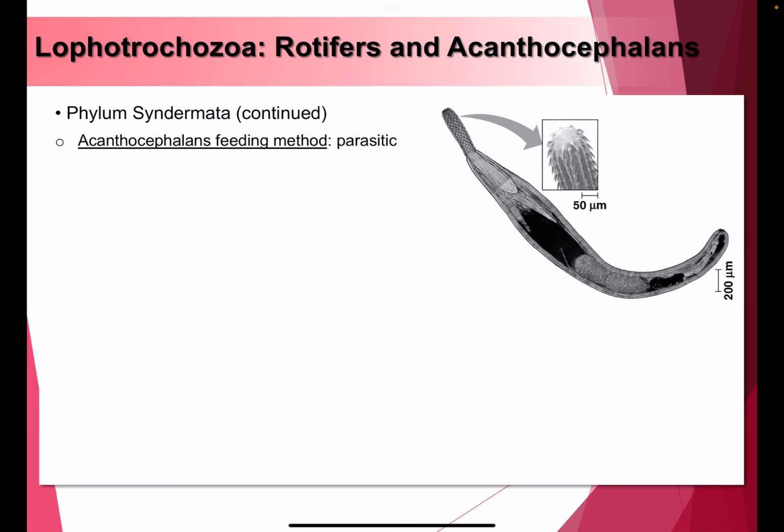The second group of species under this Syndermata phylum is the acanthocephalans, whose feeding method is that they are another parasite.